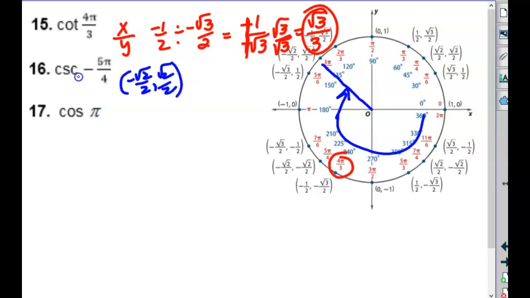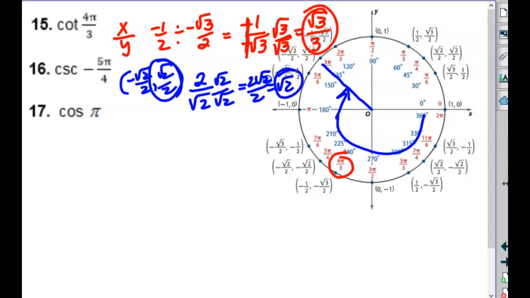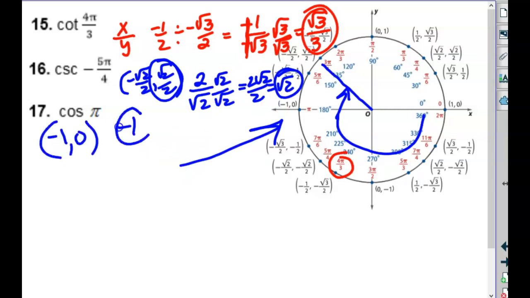So the cosecant flips which of those over? The sine, so the y. Anybody remember what happened when we flipped that over a minute ago? It was just square root. Yes. 2 over square root of 2 is just the square root of 2. Positive. Okay, cosine at pi. Right there, ordered pair, cosine is x. So the answer is -1.